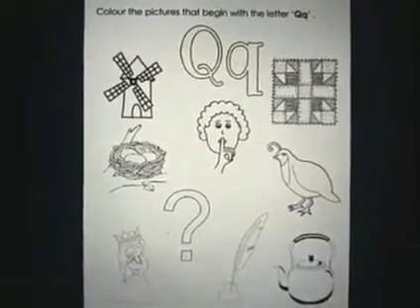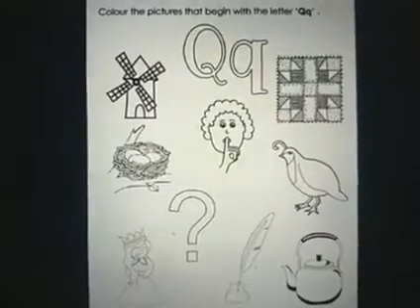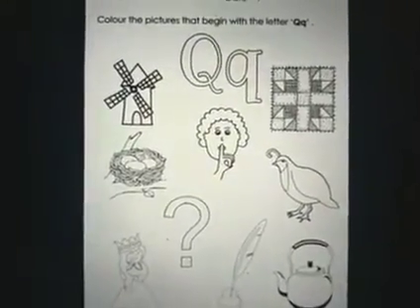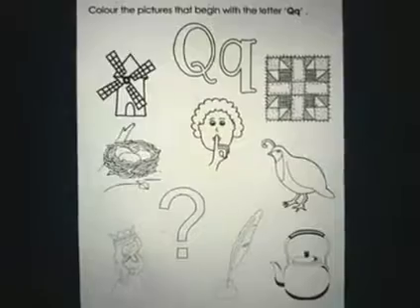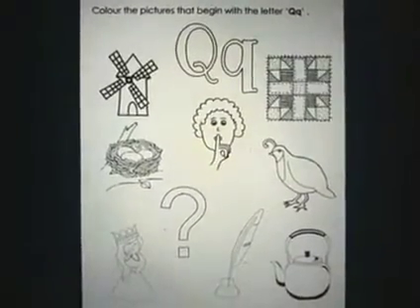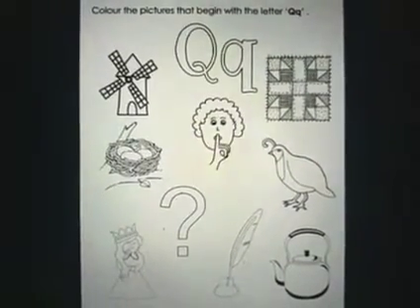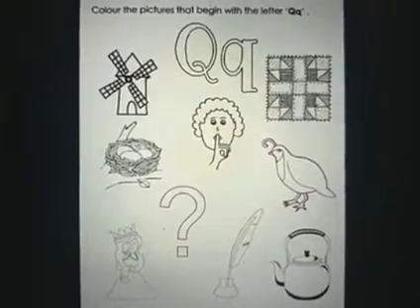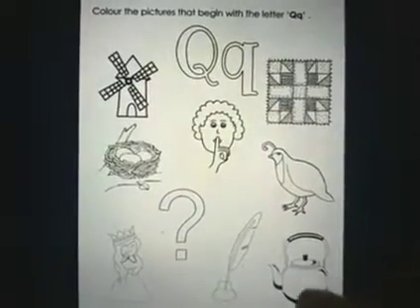Our next one is a teapot. This is used to serve tea. The beginning sound of the word teapot is T, and not Q, so you can leave this picture like that.